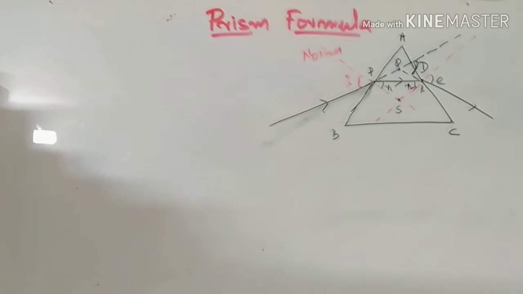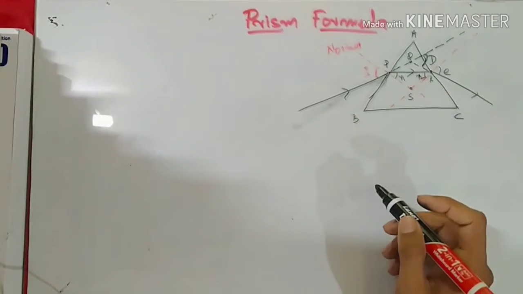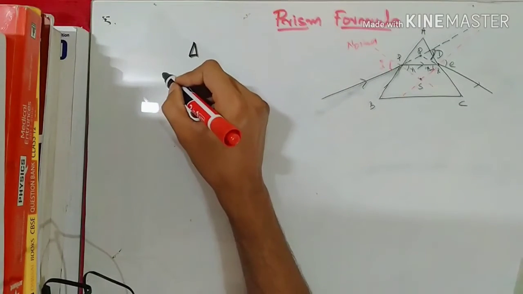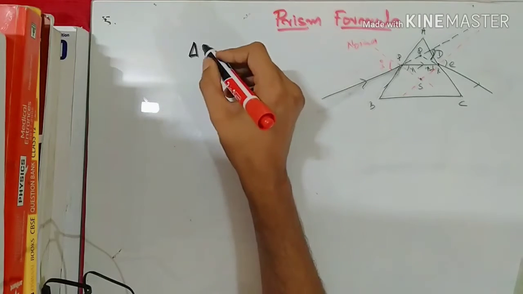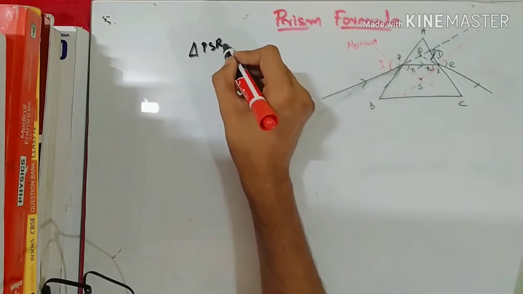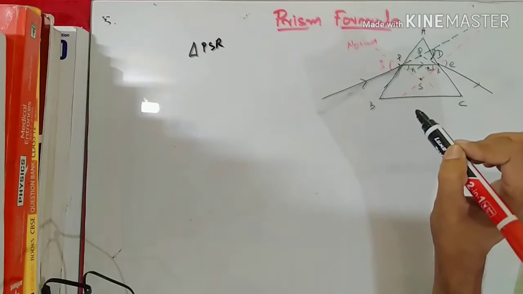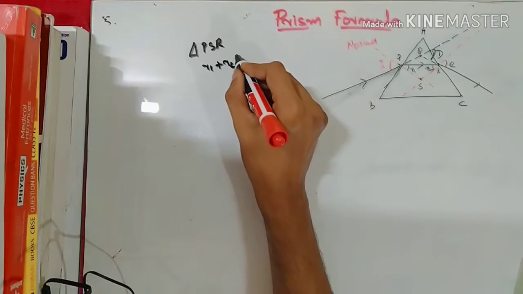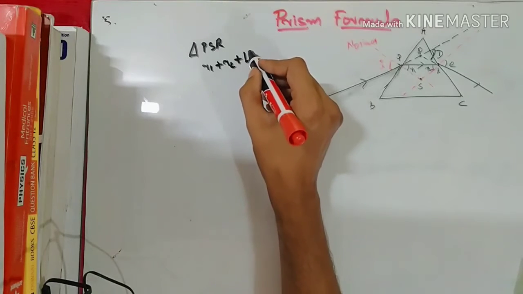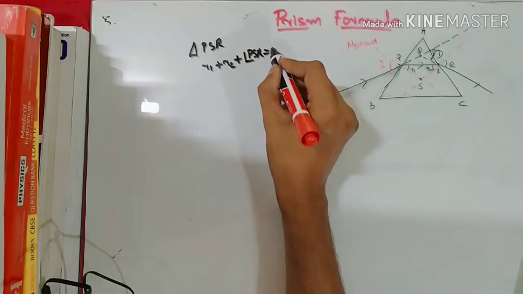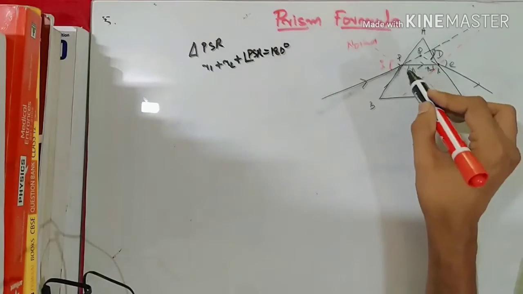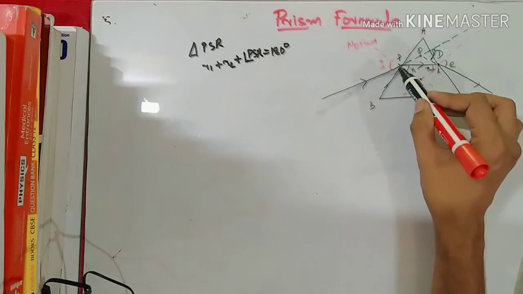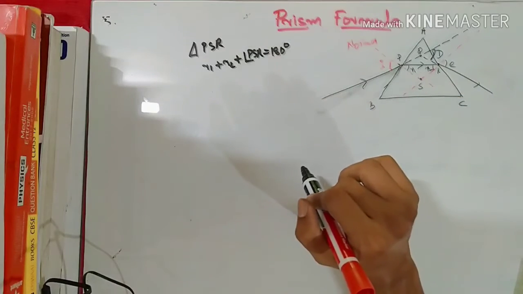In order to derive the prism formula, let's initially take a triangle. Which triangle? Triangle PSR. From this triangle PSR, I could write R1 plus R2 plus angle PSR is equal to 180 degrees. The total sum of all angles in a triangle is 180 degrees. Therefore, R1 plus R2 plus the third angle PSR is equal to 180 degrees.